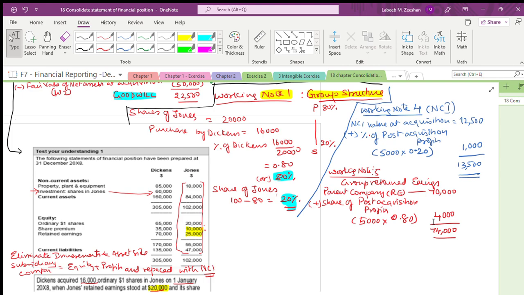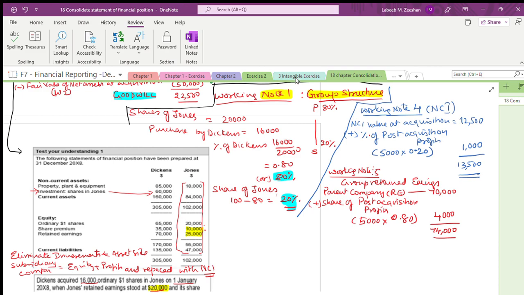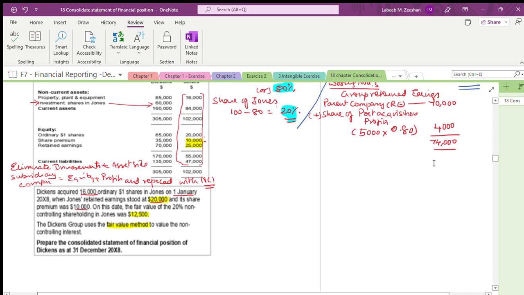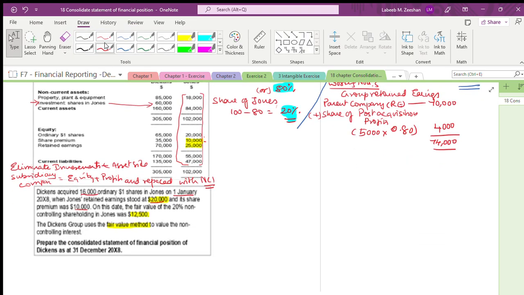It comes to how much? 74. Fine. That's all. Nothing is there. Is it right? We have done all 1, 2, 3, 4, 5. Now we have to make a consolidation.